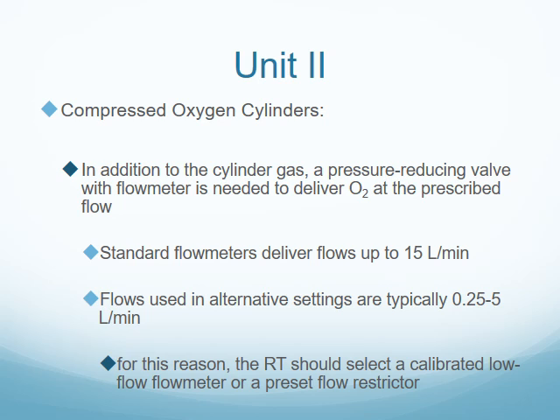So for the compressed oxygen cylinders, in addition to the cylinder gas, a pressure reducing valve with flow meter is needed to deliver O2 at a prescribed flow. Standard flow meters, as you are aware, because you see them in the hospital, most of them go up to about 15 liters. Flows used in the alternative settings are typically between a quarter of a liter to about 5 liters. Usually you don't see a patient go home with more than 5 liters.